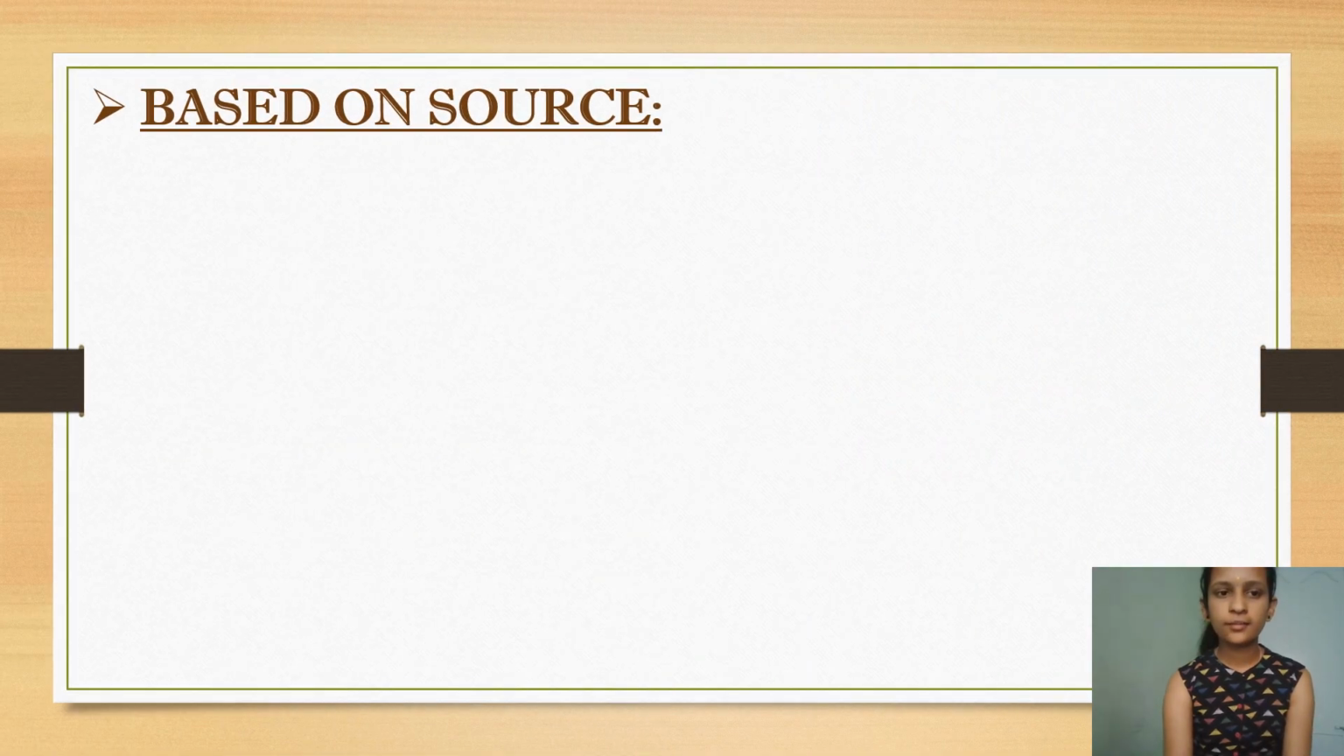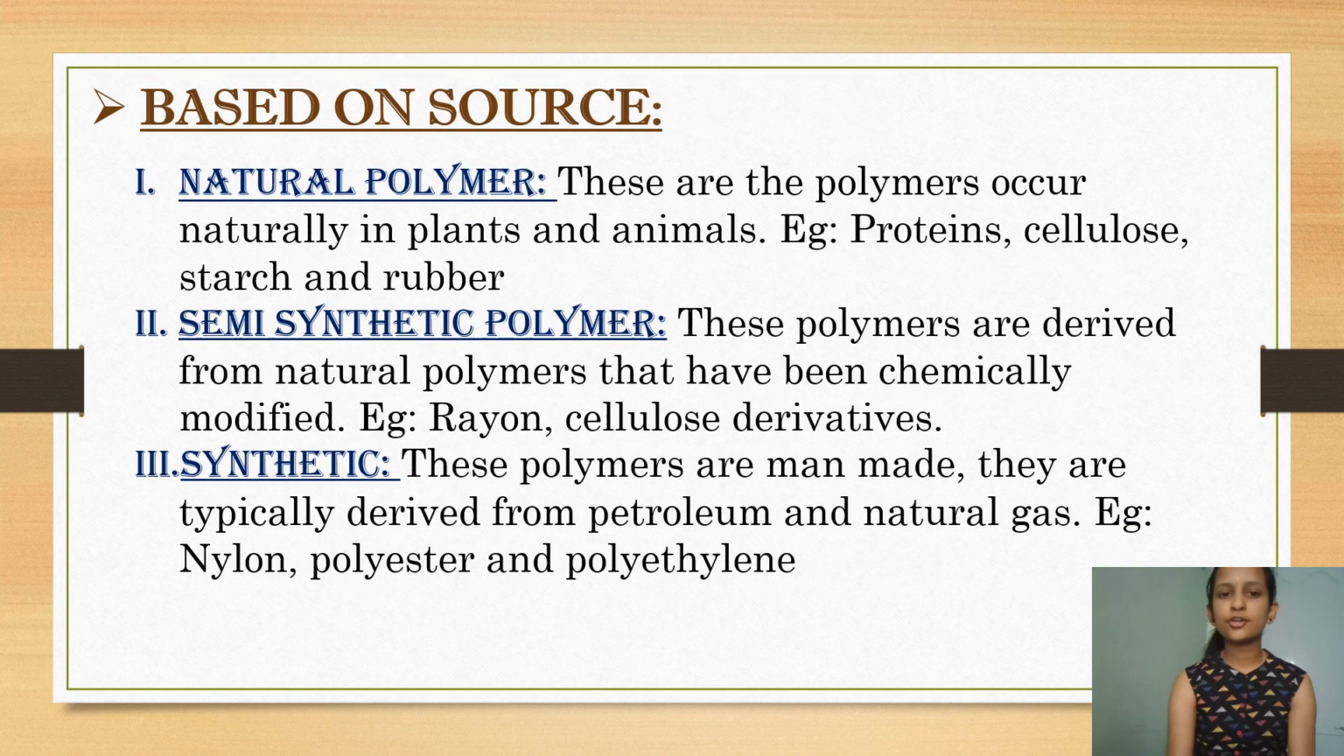When it comes to the definition, natural polymers can be defined as polymers which occur naturally in plants and animals. Examples: proteins, cellulose, starch, and rubber. Semi-synthetic polymers are the polymers which are obtained by chemical modifications of natural polymers. Examples: rayon, cellulose derivatives. And synthetic polymers are man-made and they are usually derived from petroleum and natural gas. Examples: nylon, polyester, and polyethylene.